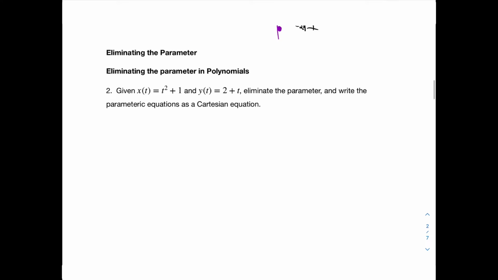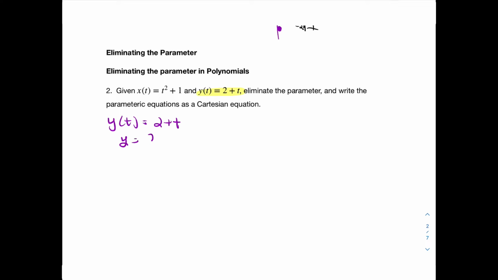Okay, so we're going to start with our first example. Now here we're given the parametric equations: x of t is equal to t squared plus 1 and y sub t is equal to 2 plus t. And we want to eliminate the parameter and write the parametric equations as a Cartesian equation, or rectangular equation is another word for that. Okay, so I'm going to choose the simplest parametric equation.